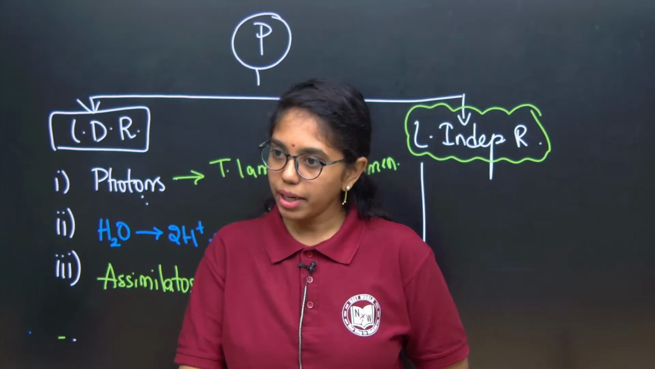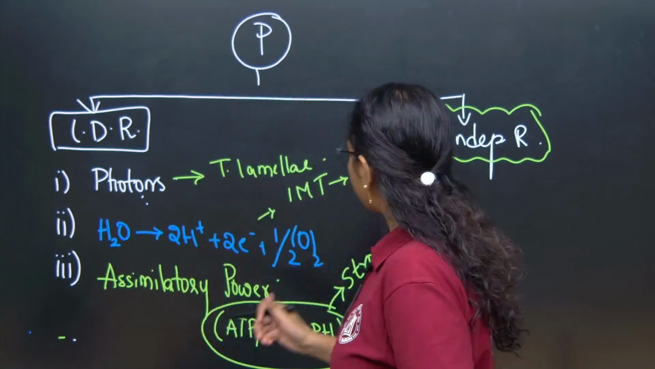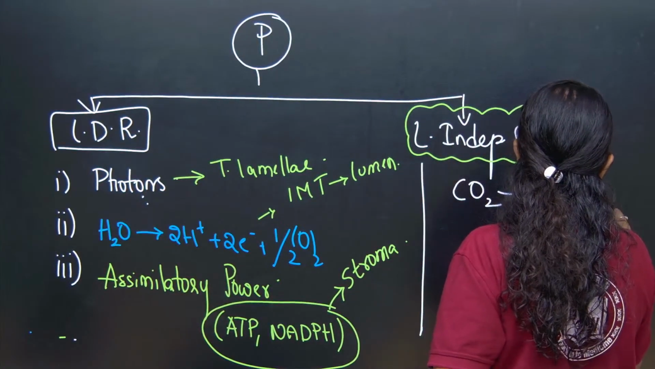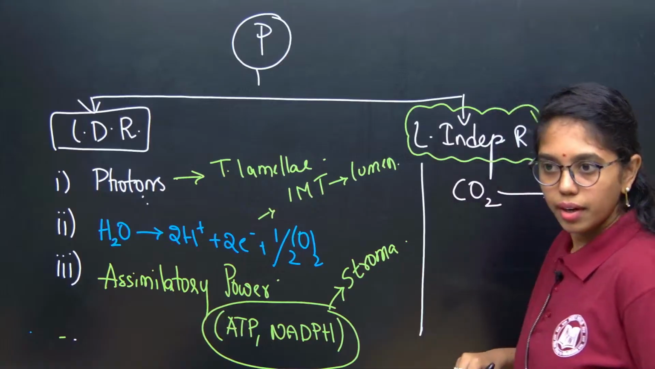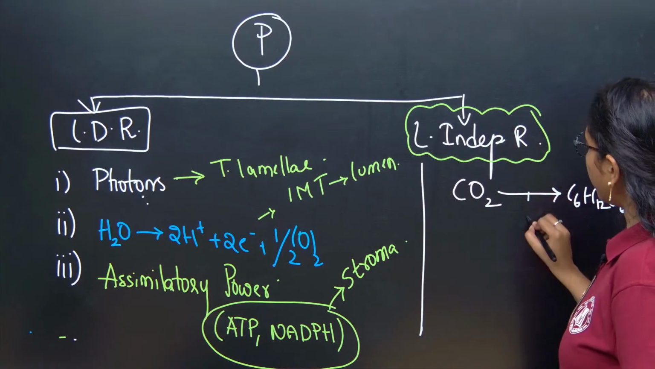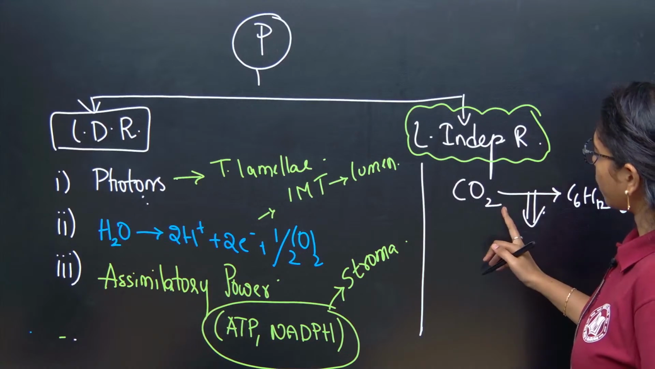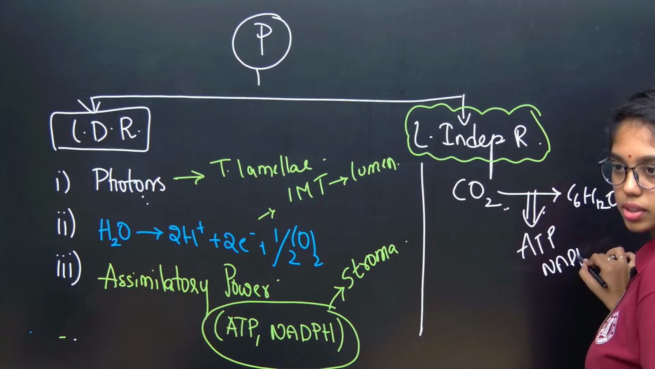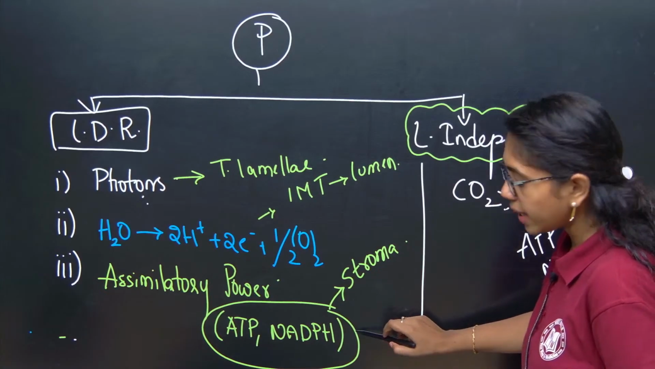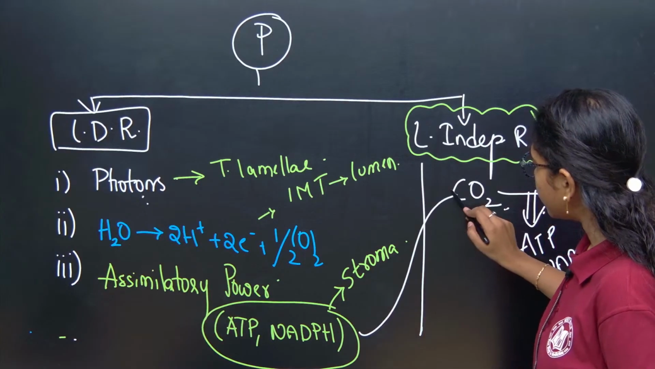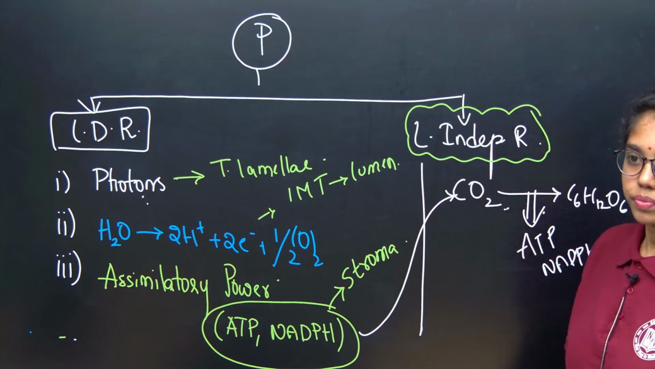And what is the primary product of photosynthesis? Glucose only. Ultimately, glucose should be formed, right? So, yes, carbon dioxide is fixed to glucose, or reduced to glucose. Here it requires ATP and NADPH for this process. So, the assimilatory power whichever is formed at the end of light reaction is utilized for dark reaction.